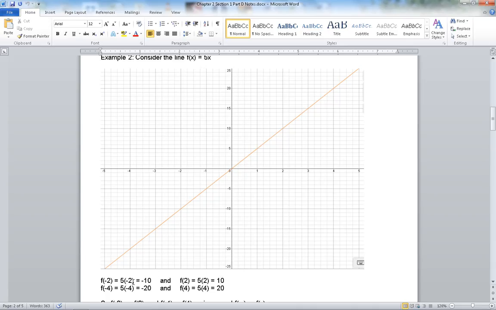What about f of negative 4? f of negative 4 is down here at negative 20. 5 times negative 4 is negative 20. And then f evaluated at 4 is going to be 20.